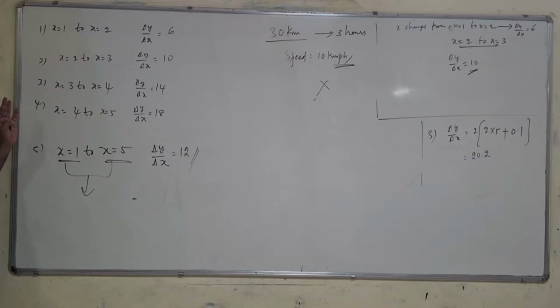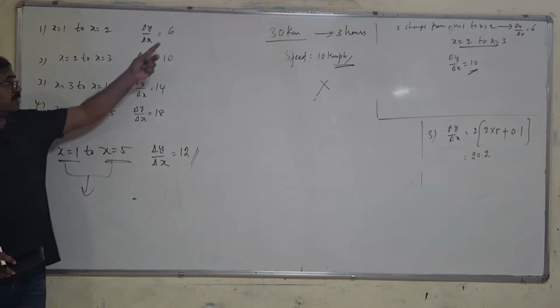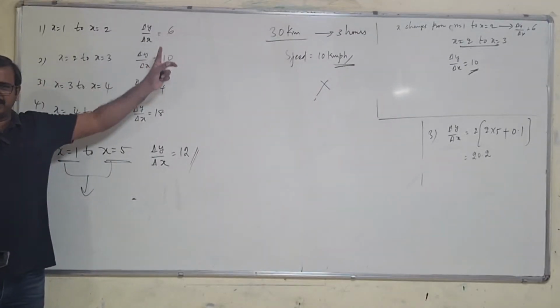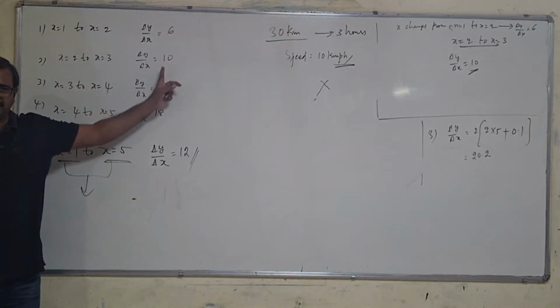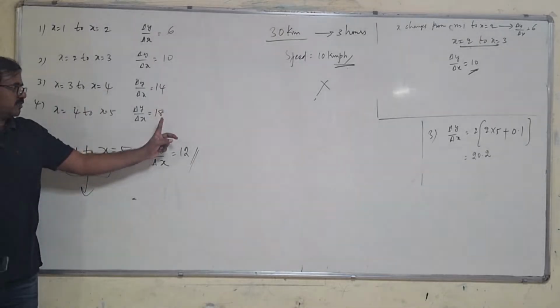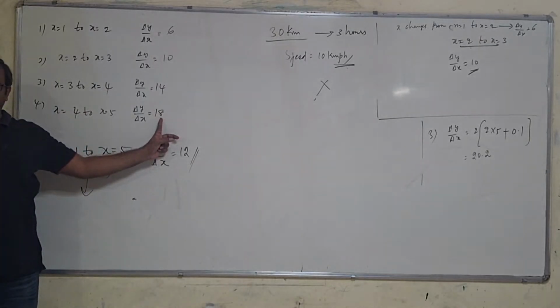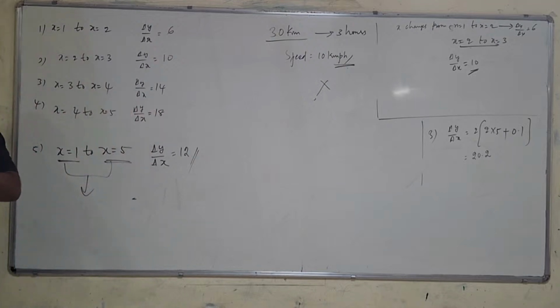Okay. So in the first unit interval, change in y is 6. In the second unit interval, change in y is 10. In the third unit interval, change in y is 14. In the fourth unit interval, change in y is 18. So change in y in every unit interval is not same.